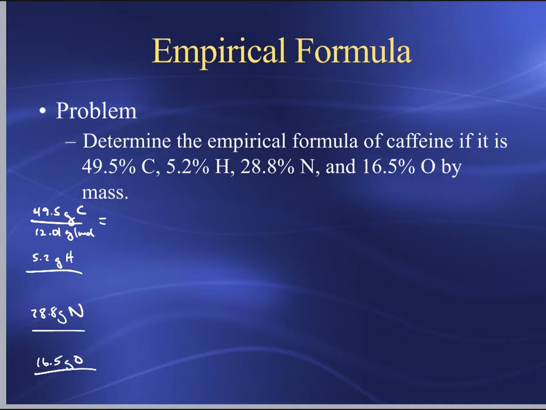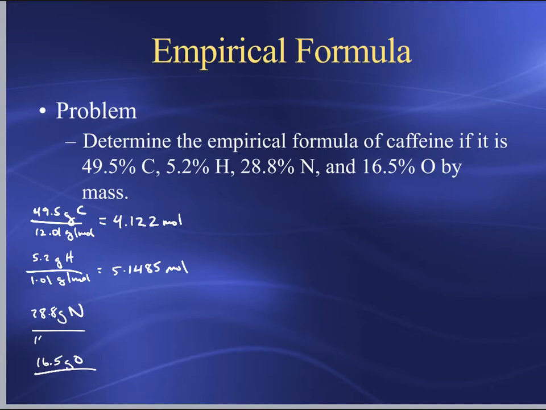49.5 divided by 12.01. That is 4.122 moles. I'm going to carry a couple extra significant figures just to make sure I get whole numbers at the end. 5.02 grams of hydrogen divided by hydrogen's molar mass. It's going to be pretty close to the same number, but not quite exactly the same. And we get 5.1485. Again, I'm carrying a few extra significant figures through the problem to help us out here towards the end.